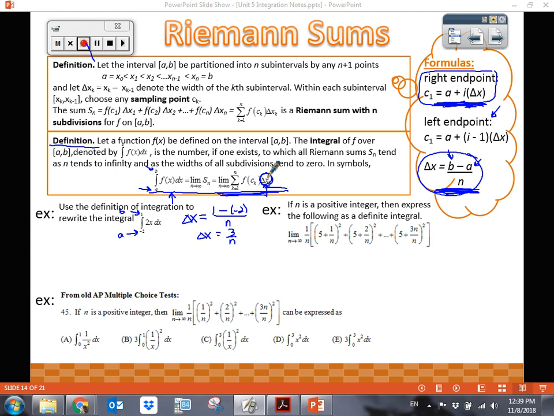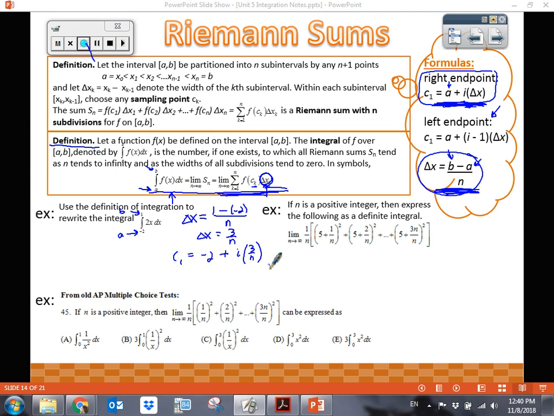The next thing that we're going to do is work on our ck, or c1. They just change numbers and variables, doesn't matter. Whatever it is, c sub whatever. That's this. So this a is the same thing as this a. It's our lower bound. So our c1 or ck, whatever you want to call it, is a, which is -2, plus i times our delta x. We already found our delta x, so it's i times 3 over n. That's our c1 or ck.